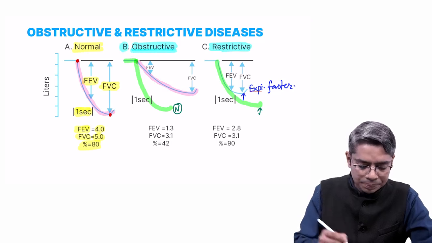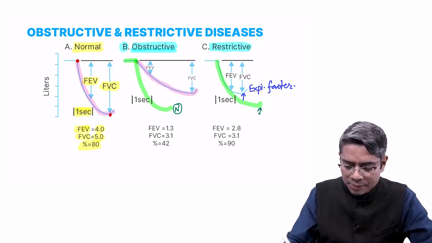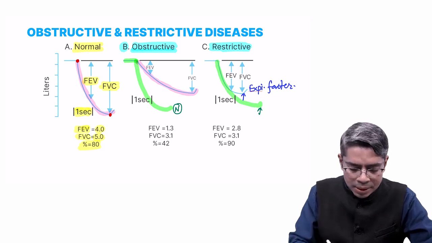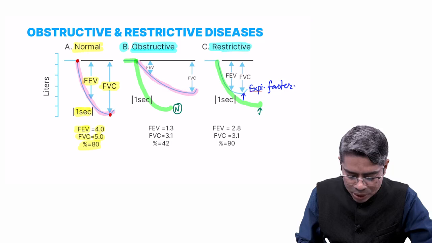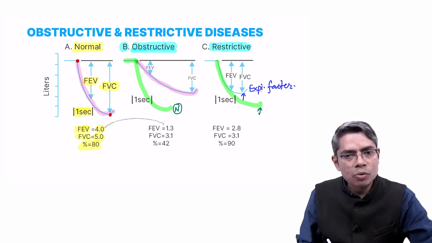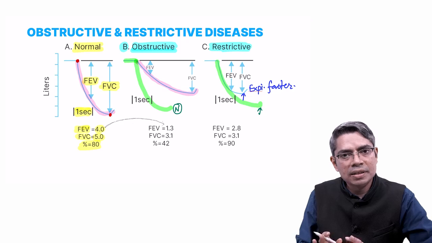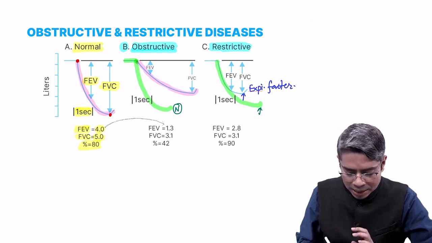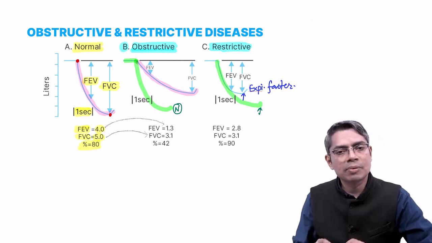In obstructive disease, I find that this FEV1 has changed from 4 liter to 1.3 liter. That means there is a reduction in the FEV1. And FVC has also reduced, from 5 liter to 3.1 liter.